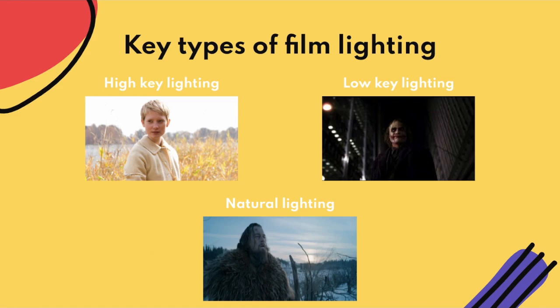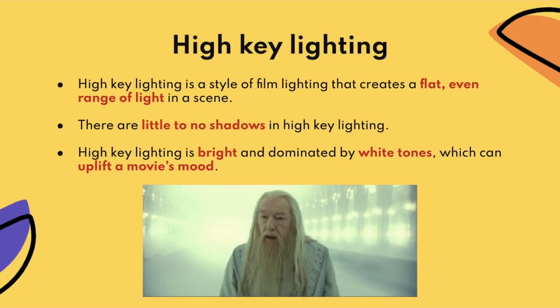So there are three main types of lighting that we're going to be studying in our unit on Edward Scissorhands: high key lighting, low key lighting, and natural lighting. The first key type of lighting in films is what we call high key lighting. High key lighting is a style of film lighting that creates a flat, even range of light in a scene. When we analyze movies, the key giveaway of high key lighting is that there are little to no shadows in a frame.